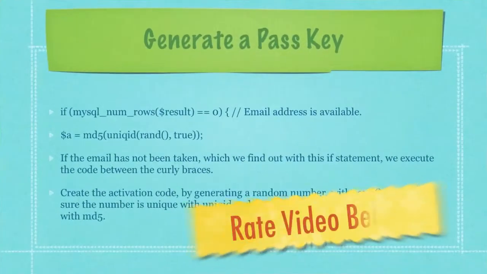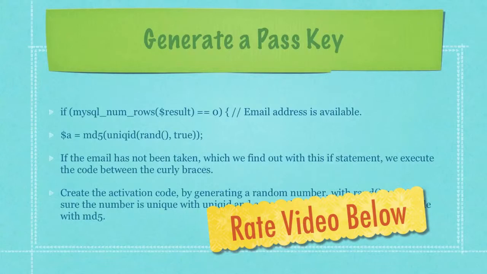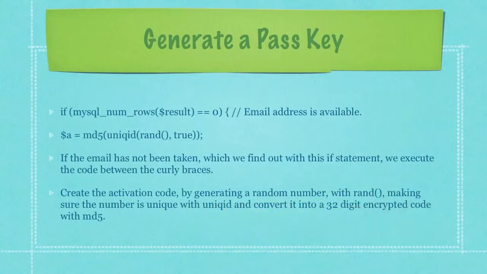If the email has not been taken, which we find out with this if statement, we execute the code between the curly braces. Create the activation code by generating a random number with rand, making sure the number is unique with UNIQID, and convert it into a 32-digit encrypted code with MD5.